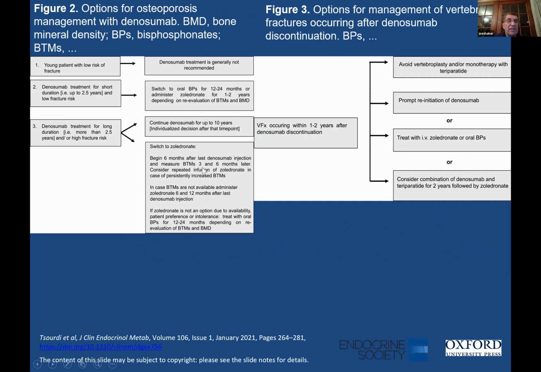So I want to focus on just the left side of this screen. So this is European guidelines just published in January. And they say if it's up to 2.5 years, you can use oral bisphosphonates or zoledronic acid, but monitor bone turnover markers and BMD. If it's more than that, and you want to take them off, switch to zoledronic acid, give a dose at 6 months, measure that bone turnover marker at 3 and 6 months, and consider repeat infusion of zoledronic acid. So this is something where you really have to do active monitoring.